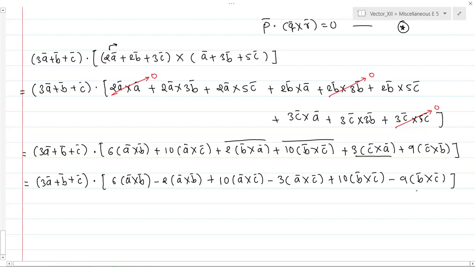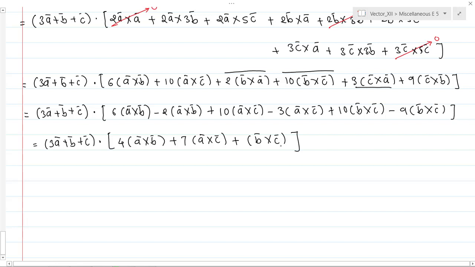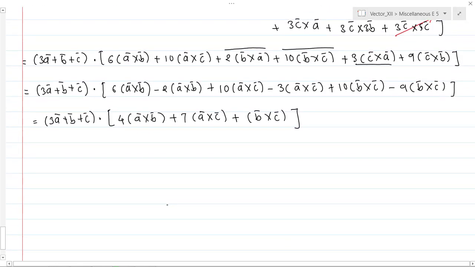I hope it is okay with you all. This is equal to, yes, what's next? The first bracket is as it is, 3A bar plus B bar plus C bar, dot, 6 minus 2 is what? 4 A bar cross B bar plus 7 A bar cross C bar plus we have 1 B bar cross C bar. This is what we have. Next, this is the simplified bracket we have.